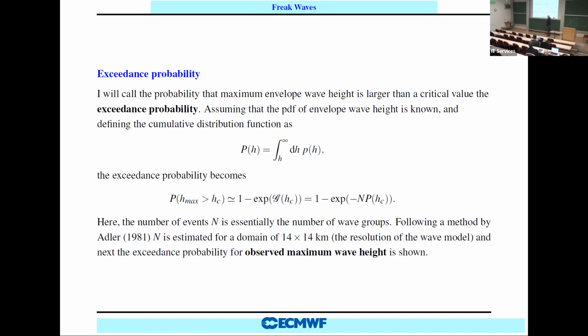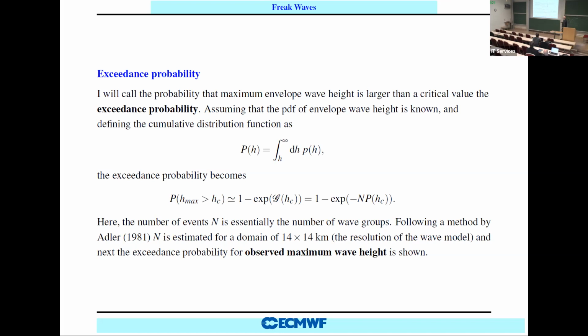And then you can show, I won't give you any details at all, that the probability that the maximum envelope height is larger than the critical value is given, in good approximation, by 1 minus the exponential of minus n times that probability, where n is essentially the number of events over a time domain of interest and a spatial domain of interest. And n is essentially the number of wave groups in your time series. And so, following the work of a long time ago of Adler, we estimate that number n, and we take as the size of the domain the resolution of the wave model, which in our case in those days was 14 by 14 kilometers, because that's the minimum thing we can look at.